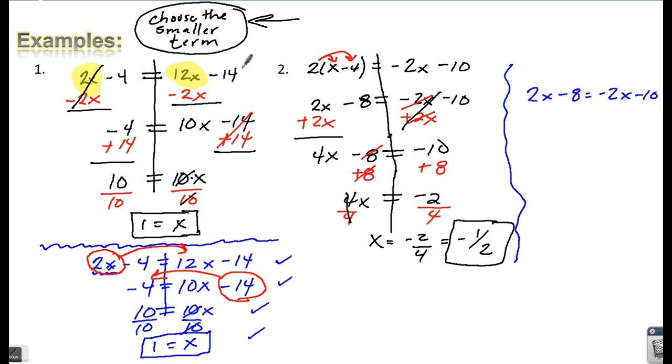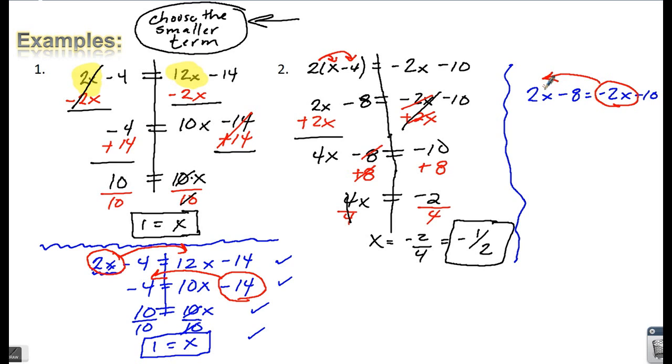Okay, so again, we're going to choose the smaller term. The smaller term we're going to use is going to be between the 2x and the negative 2x. I'm going to use the negative 2x because that's the smaller term. This will keep my answers positive. So I'm going to go ahead and jump this over. What happens to the negative 2x? You're right, it'll become a positive 2x. So the negative 2x is now positive 2x.